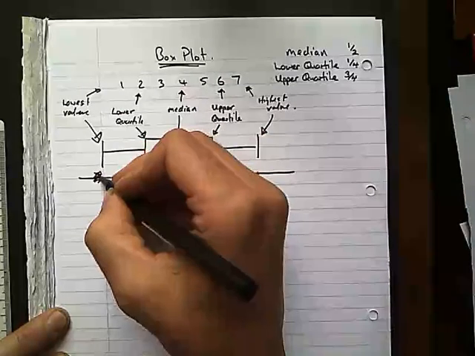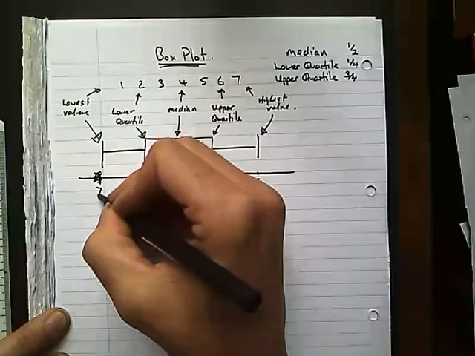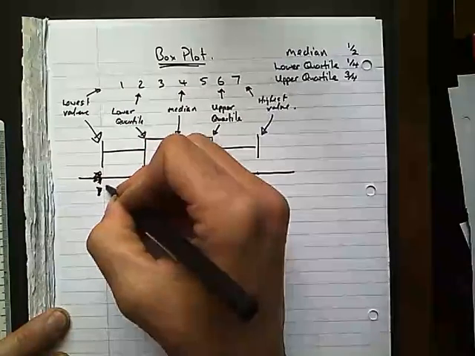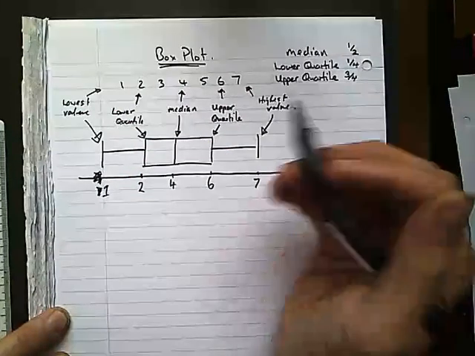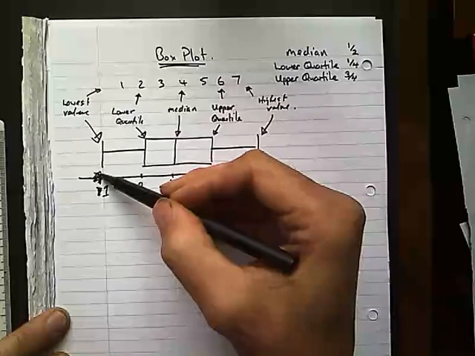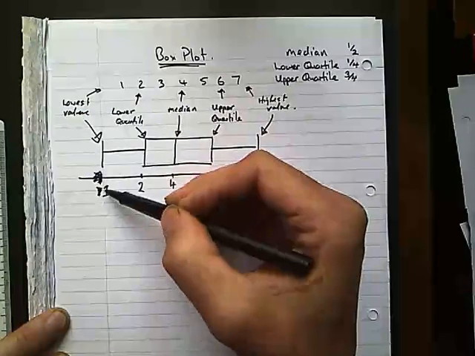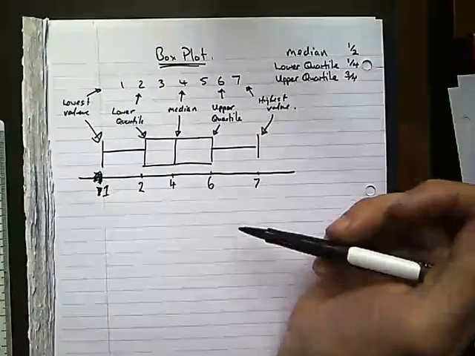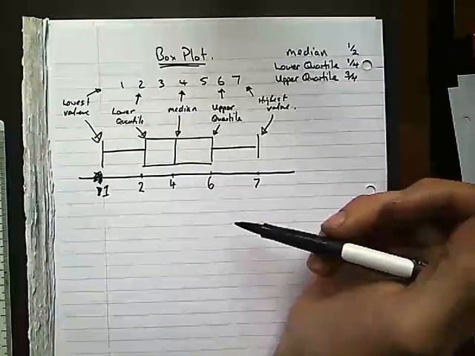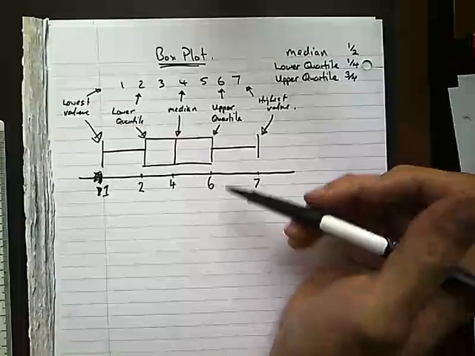is 1. I shouldn't have crossed that out. Oh, why have I drawn a 7? Sorry, my mistake. So we know that this line will be in line with the 1 here, okay? And that is your box and whisker plot, given a list of data.